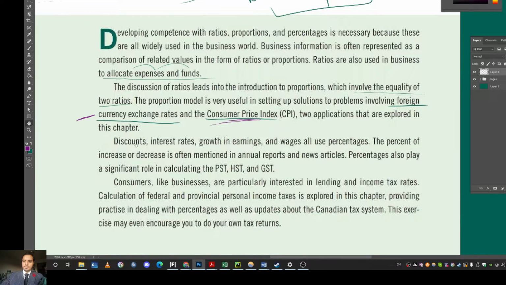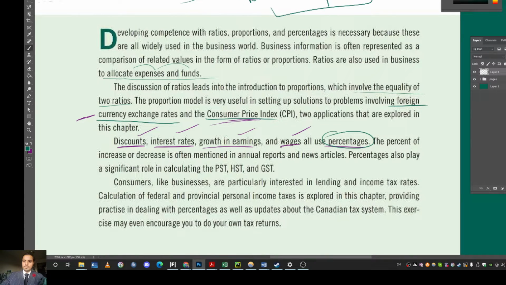Next, what does it say? Discounts, interest rates, growth in earnings, and wages all use percentages. So this is now the use case for percentages. Discounts, sometimes it's 10% off, 20% off. You go to a market and it has slogans like that. Or interest rates: you go to get a car loan or a house loan or you're applying for a business loan, and all of them talk about interest rate, which uses percentages. Growth in earnings and changes in income and wages are also expressed in percentages. So it's important to have a good foundation in percentages.